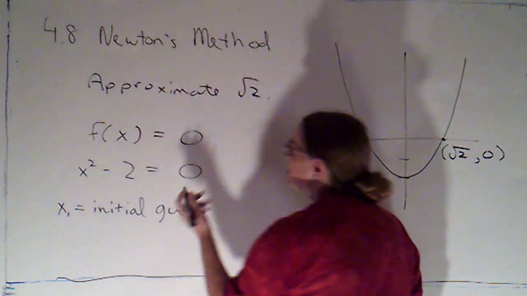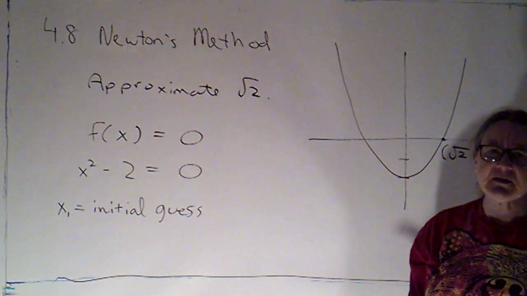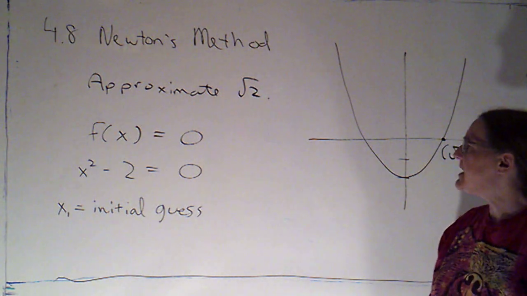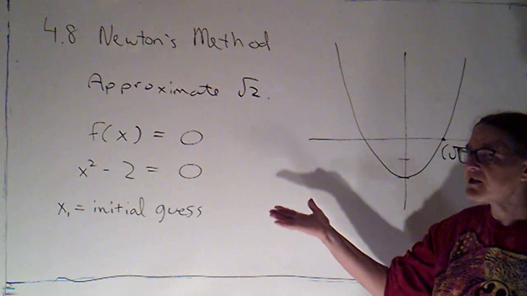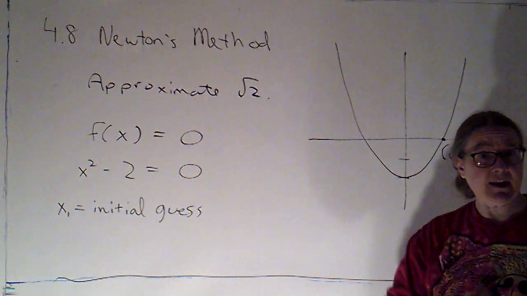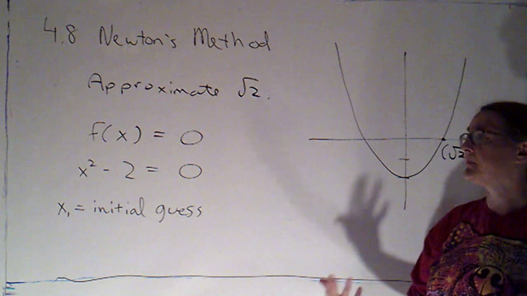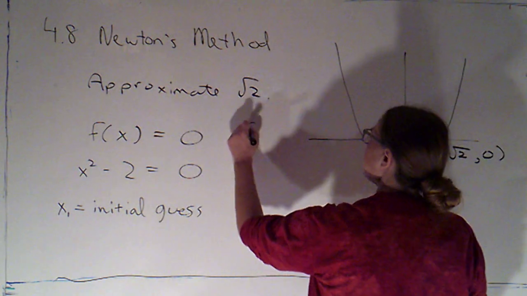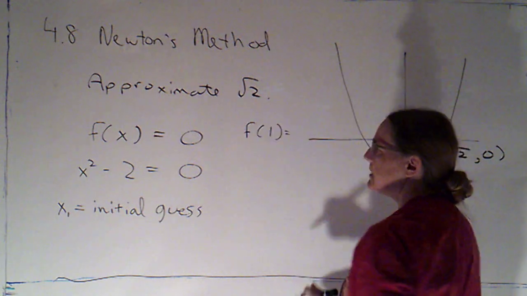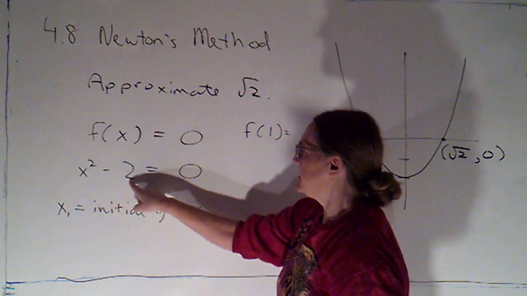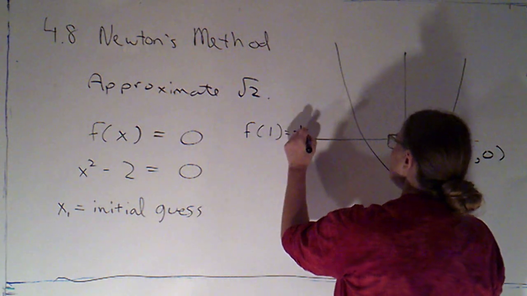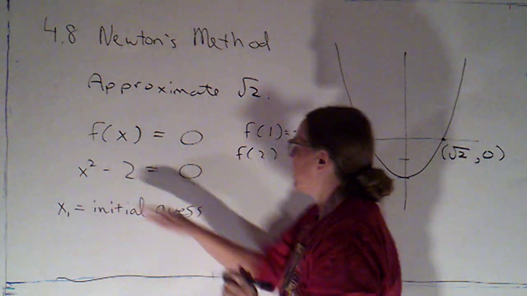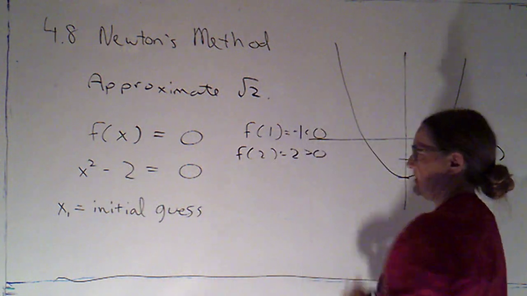Now I happen to know that the square root of 2 is between 1 and 2. And I can see that fairly easily because if I square 1, I get 1, which is smaller than 2. And if I square 2, I get 4, which is bigger than 2. I can also see that because if I were to look at f of 1, f of 1 would be 1 minus 2, which is negative 1, less than 0. And f of 2 would be 4 minus 2, which is 2, bigger than 0.